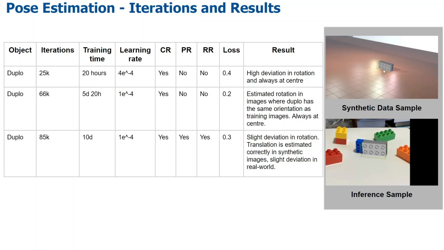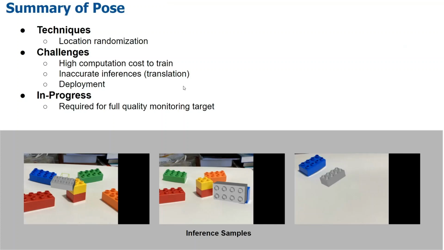To the top right, you can see a sample of the synthetic data and the estimated pose of the object on that data. Below that is a sample of a real-world inference with the estimated pose of the object. The model is beginning to learn, but the accuracy is not at a point where it would be usable for a quality monitoring use case. The pose estimation module is still in progress, and we are exploring different techniques beyond the current randomization that could help improve the model accuracy.